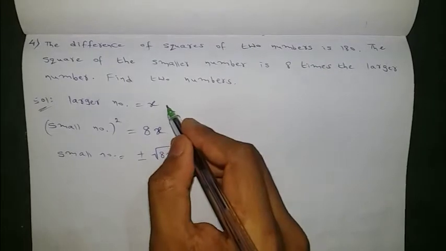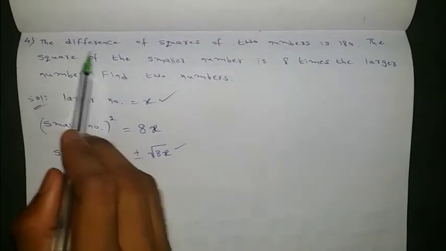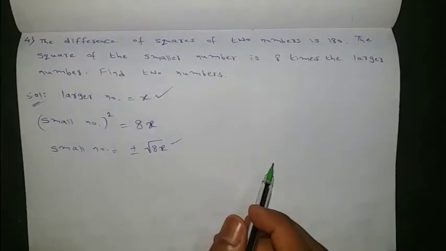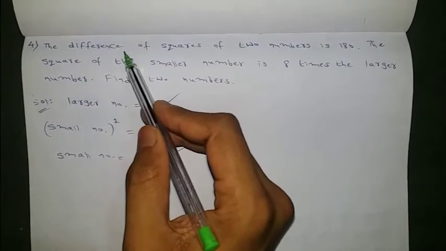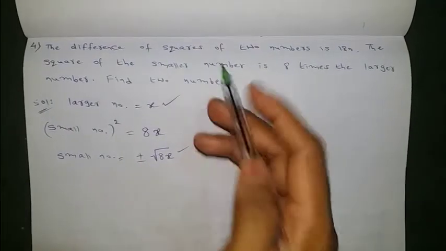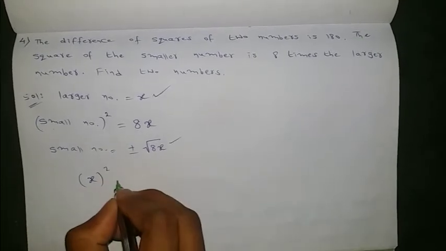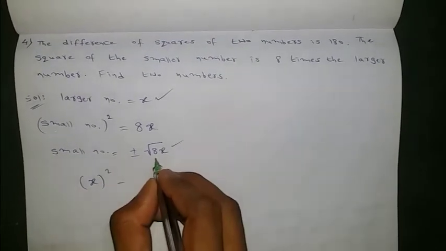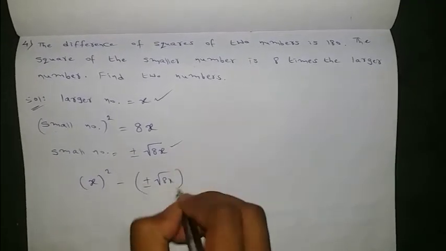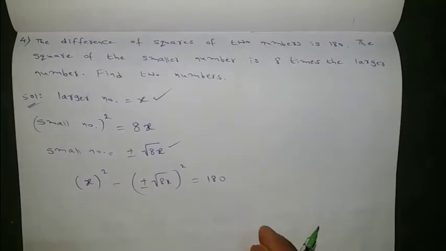Now we got the larger number as well as the smaller number. He gave one more condition: the difference of squares of those two numbers is 180. Difference, bigger number minus smaller number, squares of those. Larger number is x, so square of that larger number minus smaller number, which is root 8x plus or minus root 8x, square of the smaller number, equals 180.